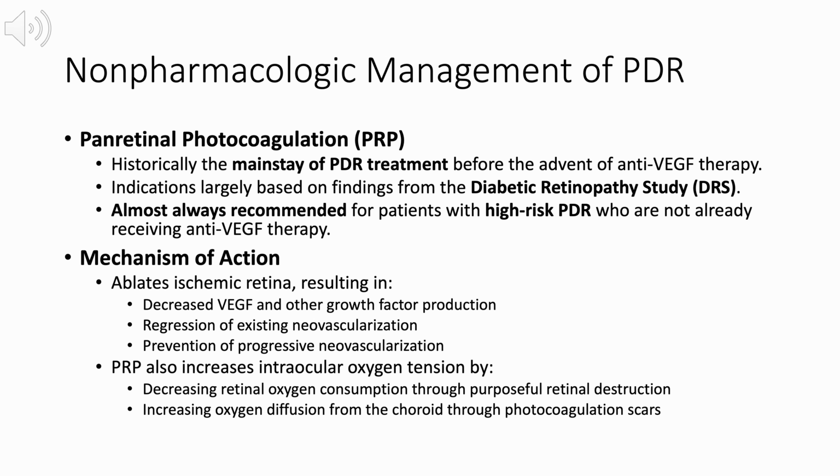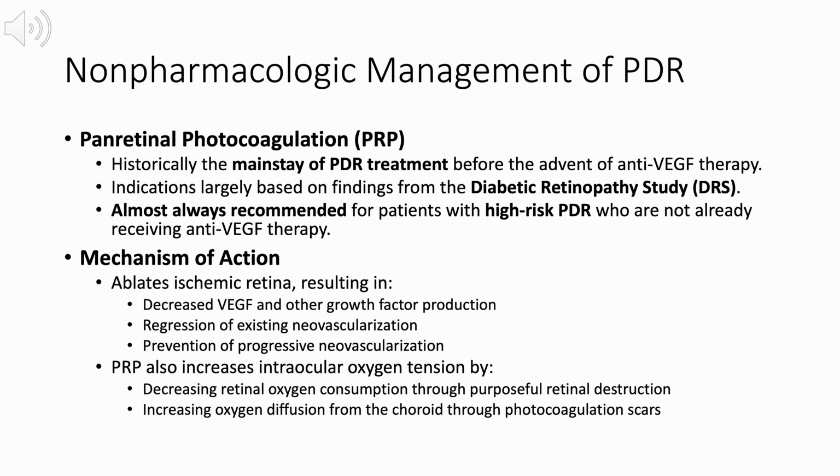Let us now turn to panretinal photocoagulation in its own right. Historically, PRP was the mainstay of PDR treatment before the advent of anti-VEGF therapy, and its indications are largely based on findings from the Diabetic Retinopathy Study, or DRS. Even in the modern era, PRP is almost always recommended for patients with high-risk PDR who are not already receiving anti-VEGF therapy, so it remains a first-line treatment, not a historical artifact.